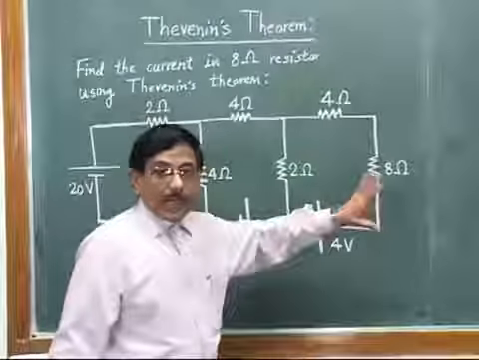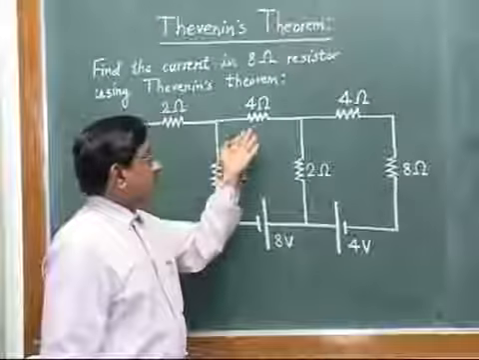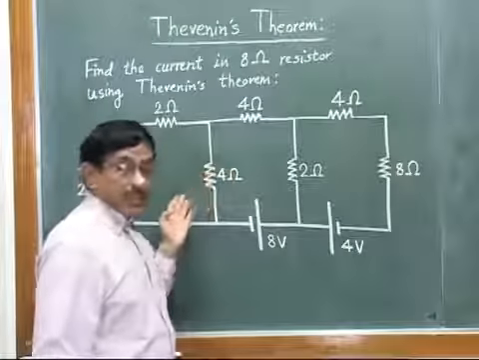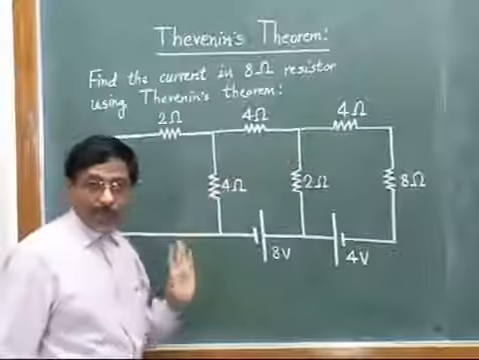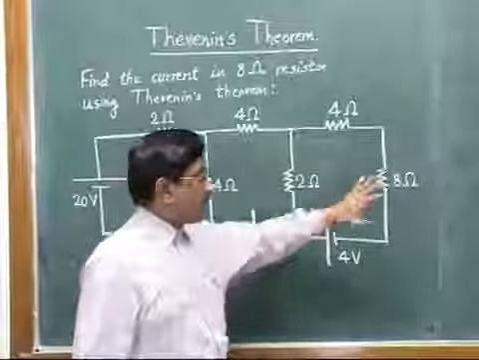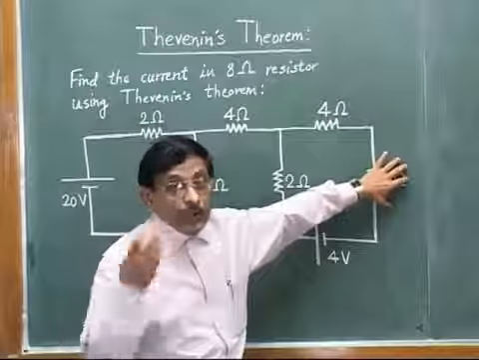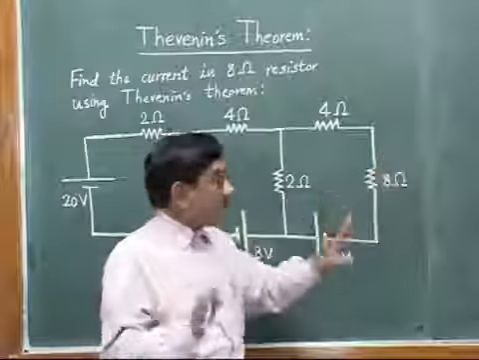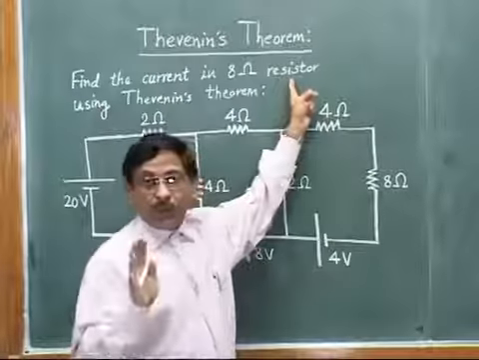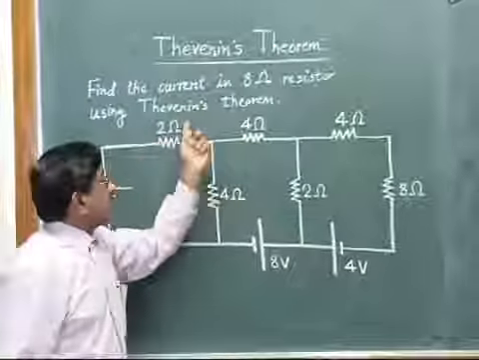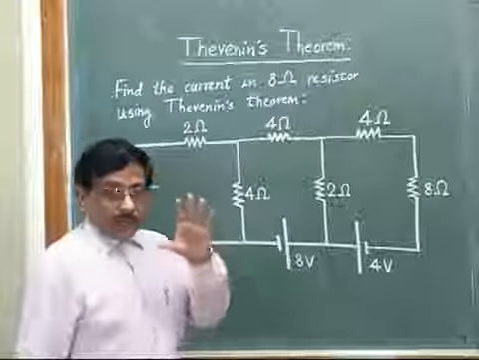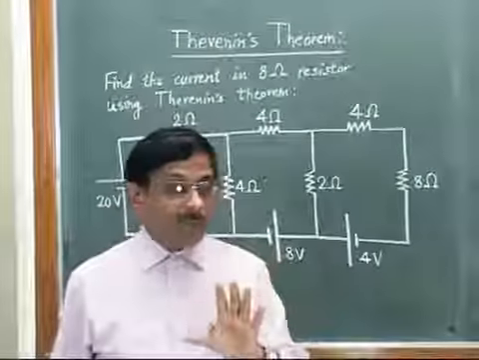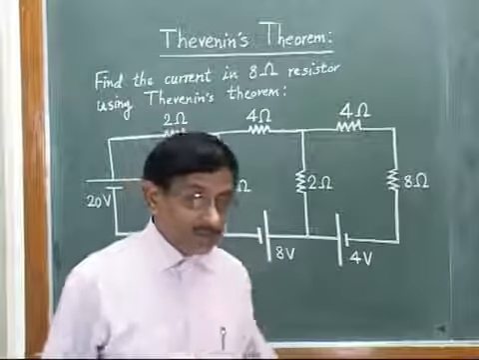Now, the problem can be anything. I may ask you to find the current in this 4 ohm resistor, or this 4 ohm resistor, or this 2 ohm resistor, and so on. But since we want to repeat the same problem here to verify our answer later, we keep the problem the same. Only what we have changed is that now we solve it using Thevenin's theorem. So I will tell you the 5 simple steps to solve such a problem.